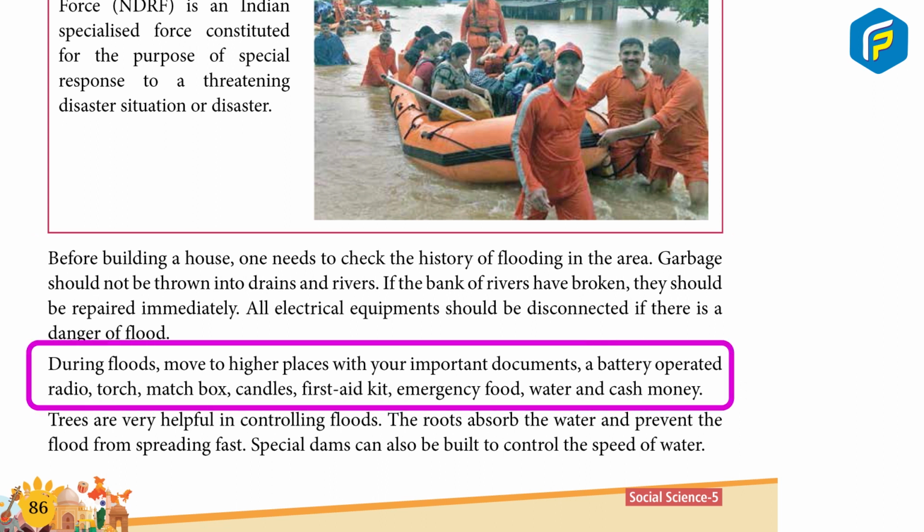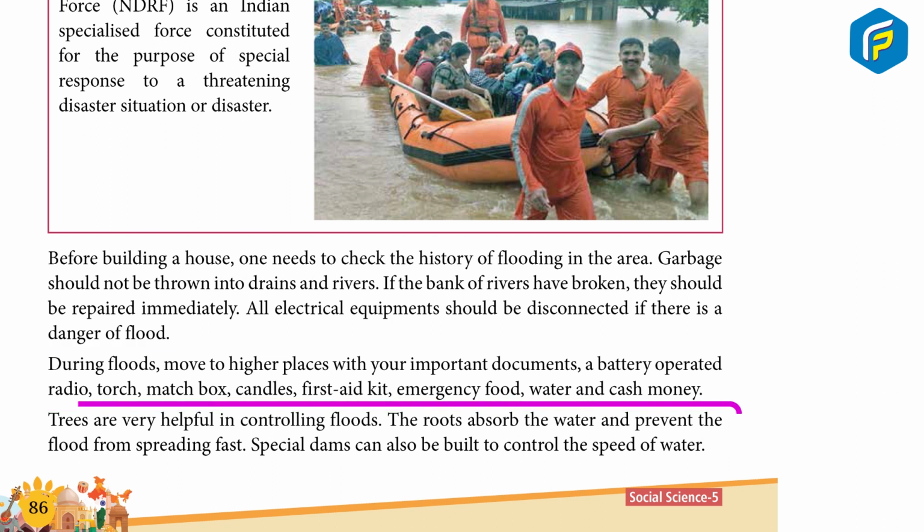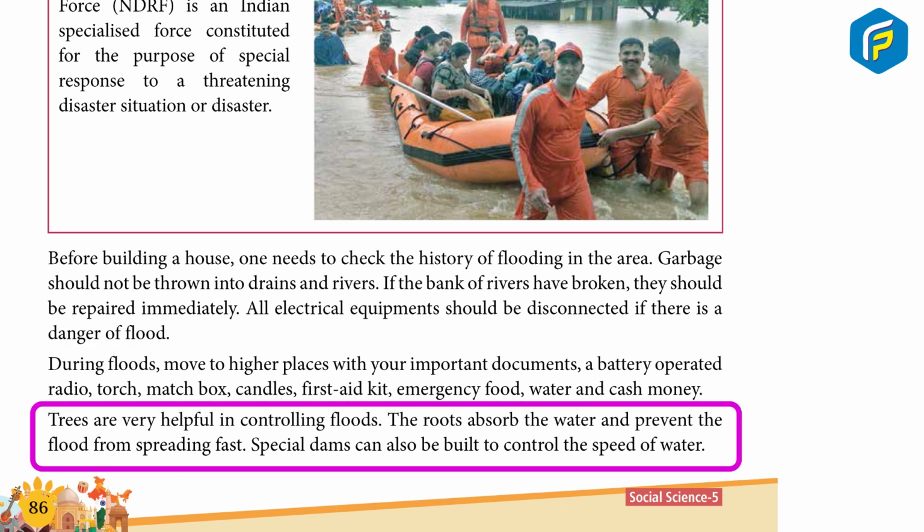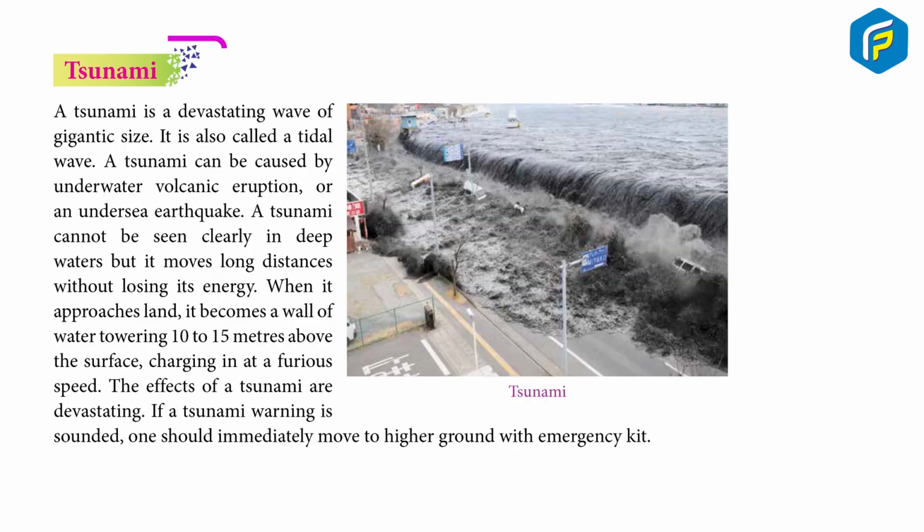During floods, move to higher places with your important documents, a battery-operated radio, torch, matchbox, candles, first aid kit, emergency food, water, and cash money. Trees are very helpful in controlling floods. The roots absorb the water and prevent the flood from spreading fast. Special dams can also be built to control the speed of water.